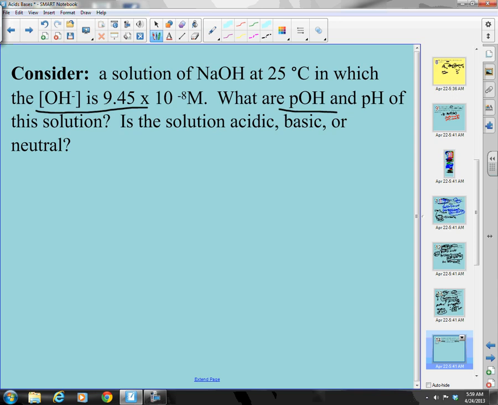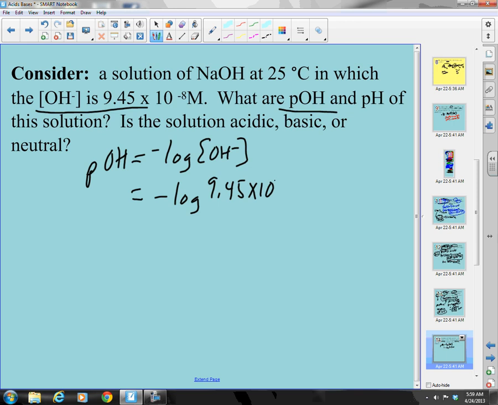I think you have it, because you brought me back when we were ready to answer this. pOH equals the negative log of my hydroxide concentration. So pOH is going to be equal to the negative log of 9.45 times 10 to the minus 8th. I'm going to take 9.45 EE negative 8. Good. So that's 9.45 times 10 to the minus 8th. Hit the log, hit the negative, and I get 7.0245.